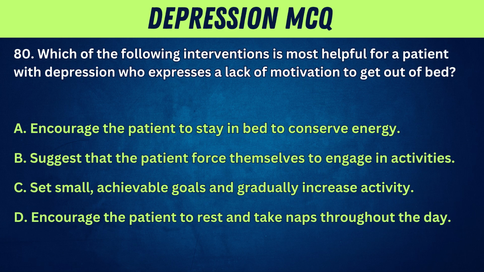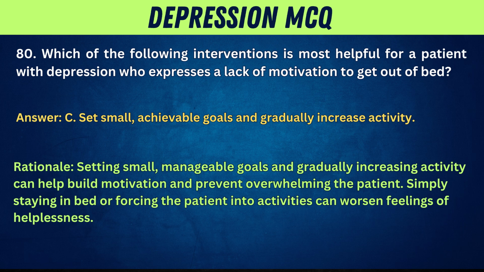A. Encourage the patient to stay in bed to conserve energy. B. Suggest that the patient force themselves to engage in activities. C. Set small, achievable goals and gradually increase activity. D. Encourage the patient to rest and take naps throughout the day. Answer: C. Set small, achievable goals and gradually increase activity. Rationale: setting small, manageable goals and gradually increasing activity can help build motivation and prevent overwhelming the patient. Simply staying in bed or forcing the patient into activities can worsen feelings of helplessness.